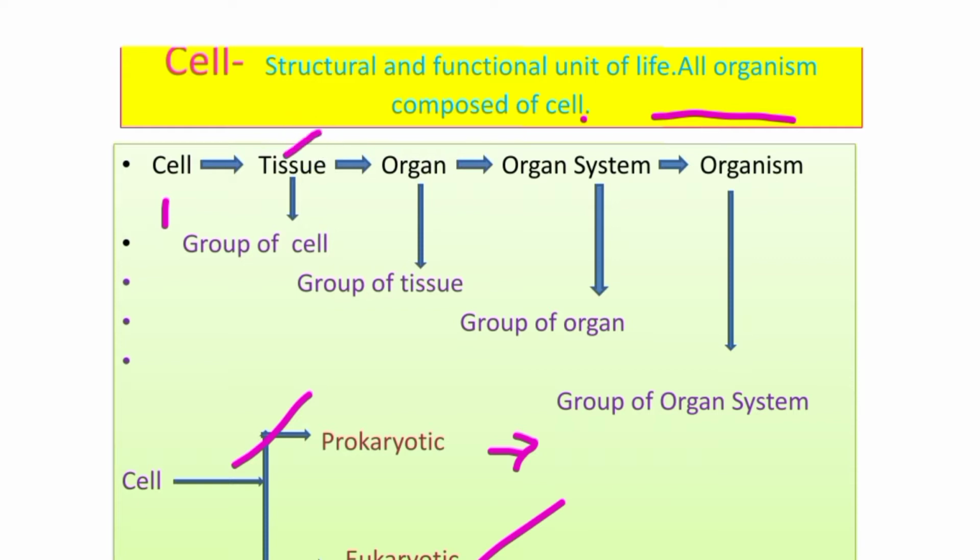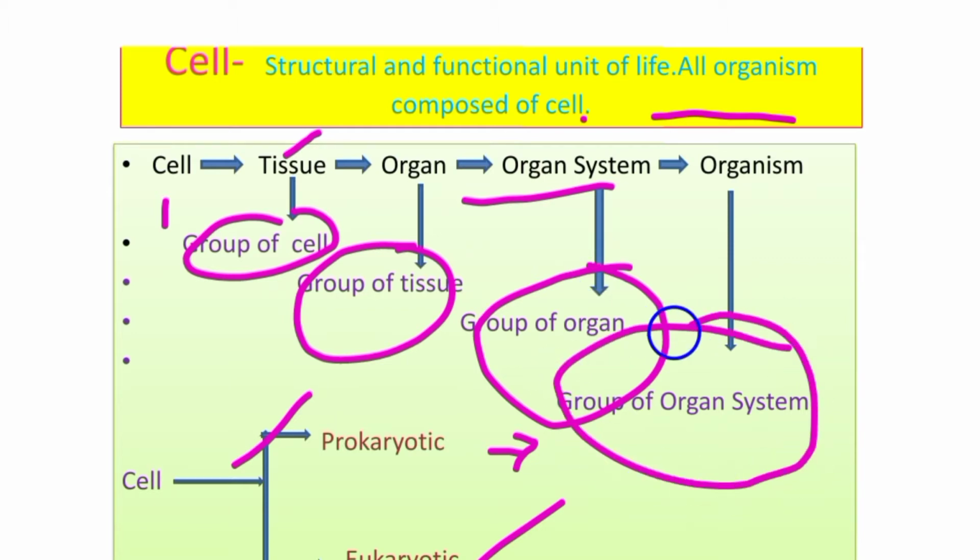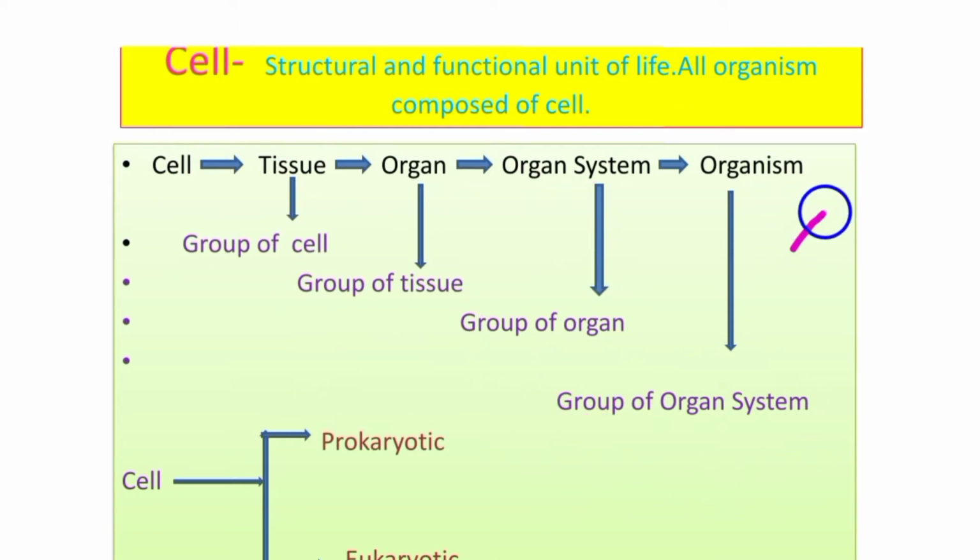Then tissue. A tissue is composed of a group of cells, an organ is composed of a group of tissues, an organ system is a group of organs, and an organism is a group of organ systems. In this way, the whole organism is formed. Then cells are of two types: prokaryotic cell and eukaryotic cell.